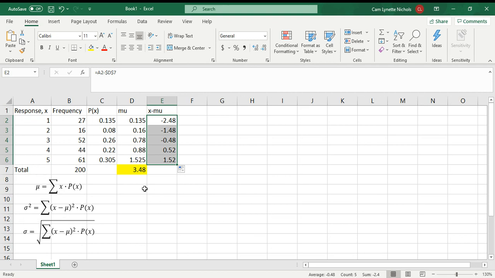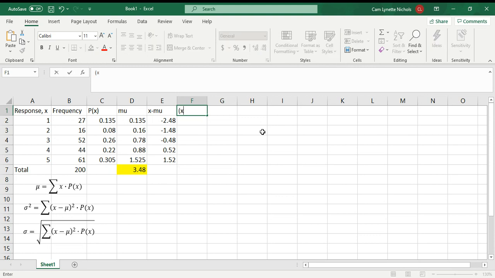Okay. Then, I'm looking here at variance. So I've got x minus mu squared. So I need to do each one of these x minus mu's, and now I need to square them. So I'm going to have x minus mu squared. So equals, and again, cell reference, caret symbol squared, and then I'm going to be able to just drag down.